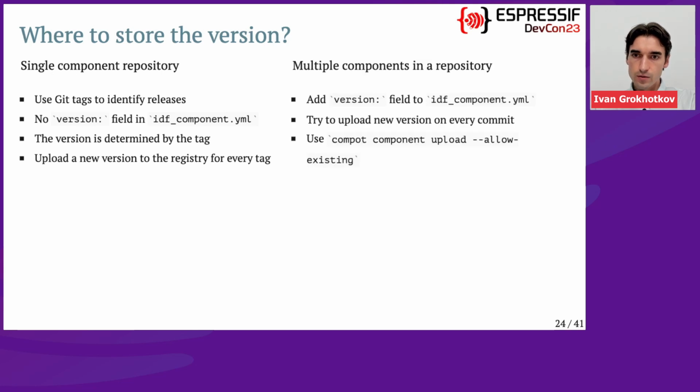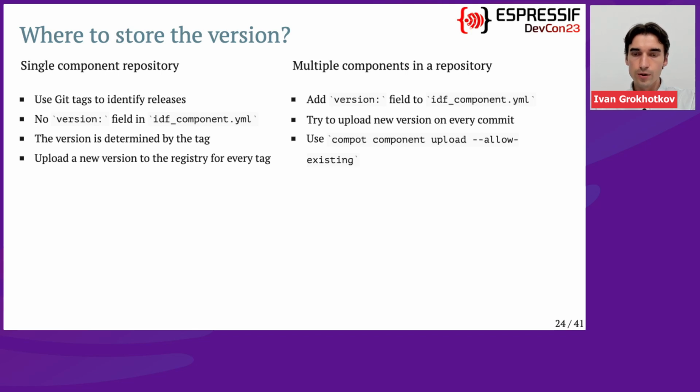The second scenario is when you have a repository with multiple components, like a monorepo. In this case, most likely these components will not share the same version, and you will have to keep track of the version of each component somewhere, and that place will probably be the IDF component YAML file. In this case, the recommended approach is to try to upload a new version of the component on every commit. The compote component upload command has an allow existing flag, which tells the component manager that if the component version has already been uploaded, it will not do anything. So it will not override the existing version. And it will only upload the new version if that version doesn't exist yet.